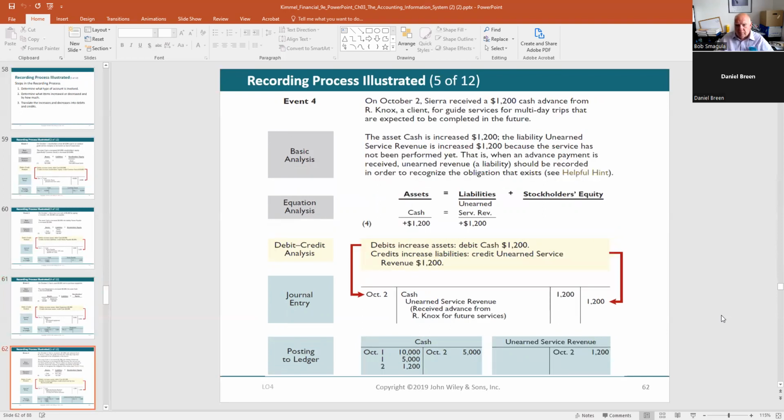Let's see. Sierra received a $1,200 cash advance. The asset account cash went up, but so did the liability account. The liability unearned revenue is increased because the service has not been done yet. That is, when an advance payment is received, unearned revenue should be recorded to record the obligation that exists, okay? And you can see the cash is going up here.